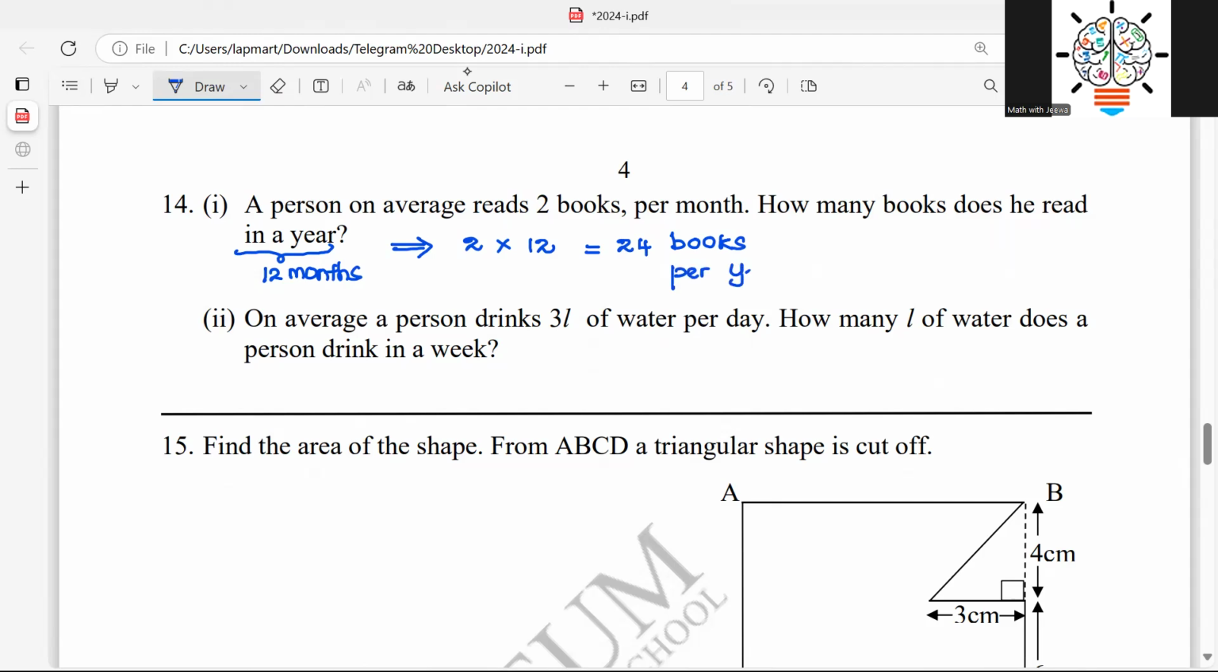On an average, a person drinks 3 liters of water per day. How many liters of water does a person drink in a week? And then in a week, we know that we have 7 days. So then per day, it is 3 liters, and you multiply this by 7, and it gives me 21. Right, so then that becomes 21 liters per week.